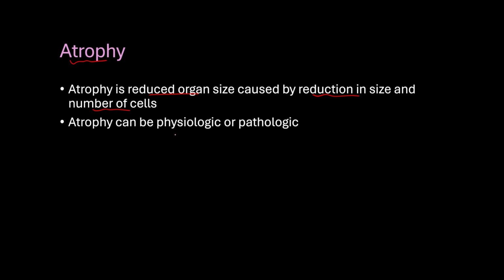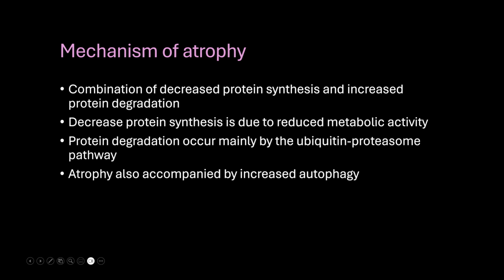And these causes can be further classified as physiologic, such as senile atrophy and decreased hormonal stimulation in menopause, or pathologic, such as denervation, which is loss of the nerve signal, or loss of the blood supply. Now, the mechanism by which atrophy occurs includes a combination of decreased protein synthesis and increased protein degradation.